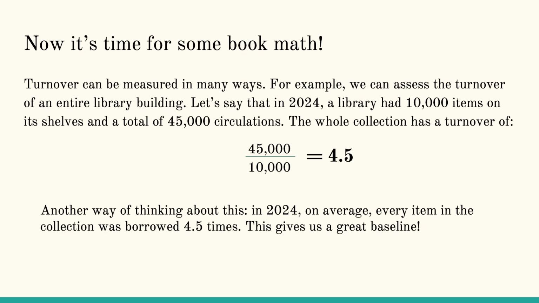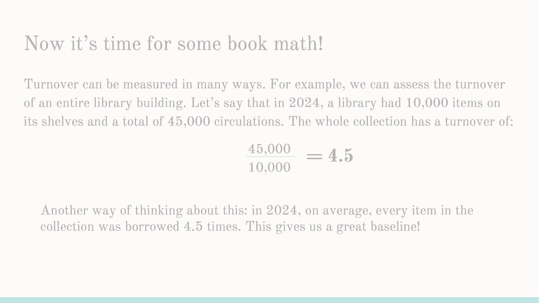But it does mean you probably had some bestsellers that went out like 12, 15, 20 times. You had some books that didn't go out at all. You had a bunch of books that went out 1 or 2 times or 5 times. And on average, they went out 4.5 times. So that's what we're baselining for our imaginary library.